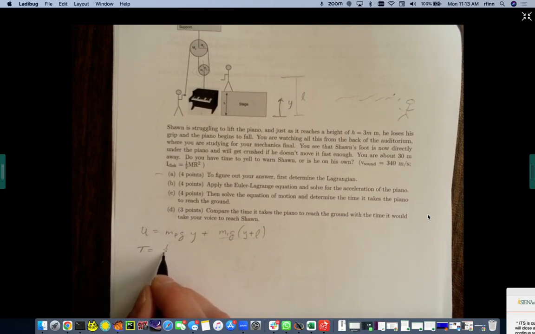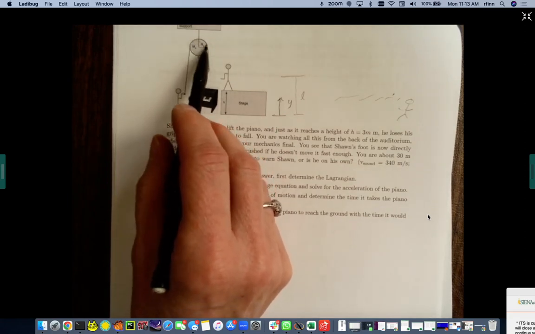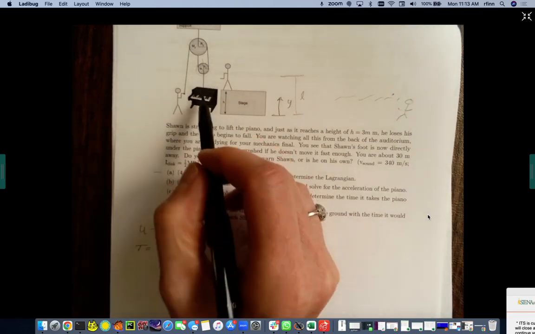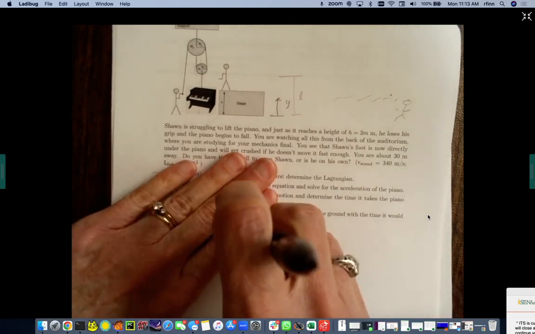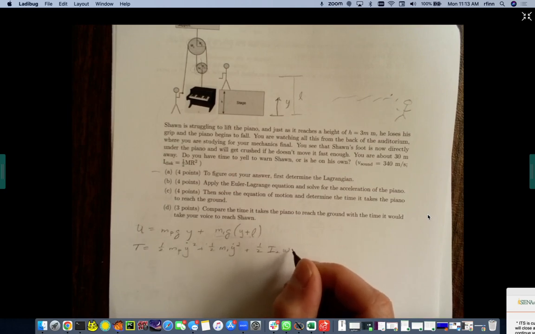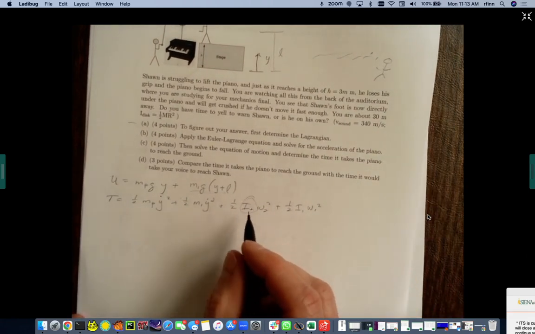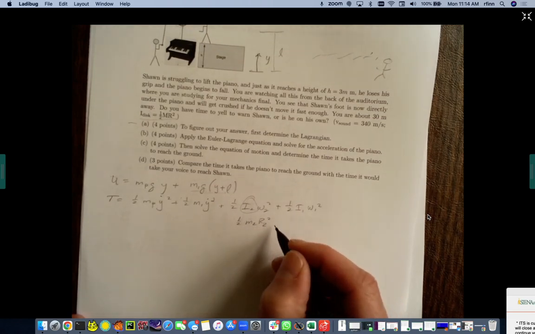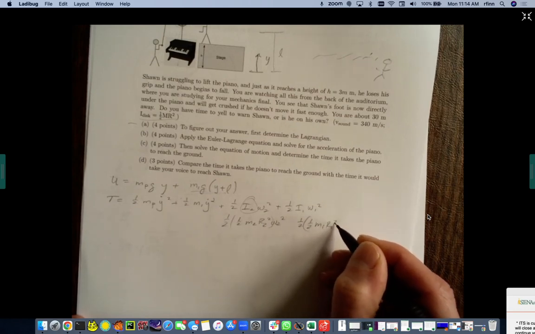Our kinetic energy is going to include the kinetic energy of the piano, so 1/2 m piano y dot squared. For the pulleys, we also put in 1/2 m1 y dot squared, because it will be moving up and down too. Then there is the rotational energy: 1/2 I2 omega 2 squared plus 1/2 I1 omega 1 squared. Both of these are disks, so our moment of inertia is 1/2 m2 r2 squared, with omega 2 squared, and another 1/2 m1 r1 squared omega 1 squared.